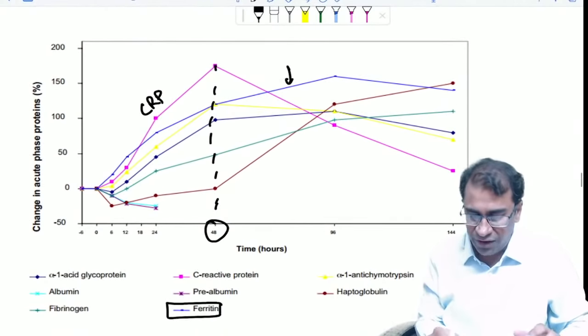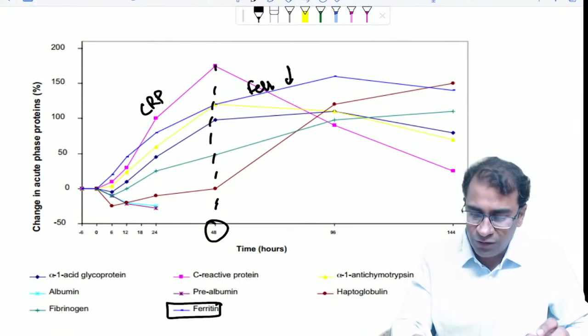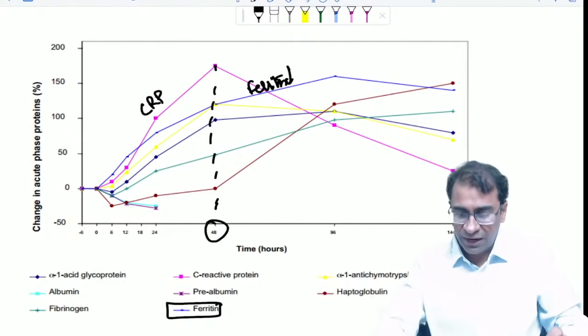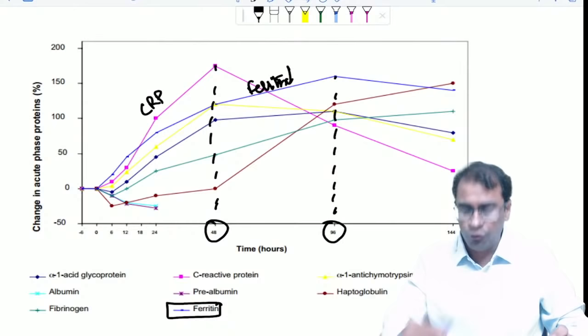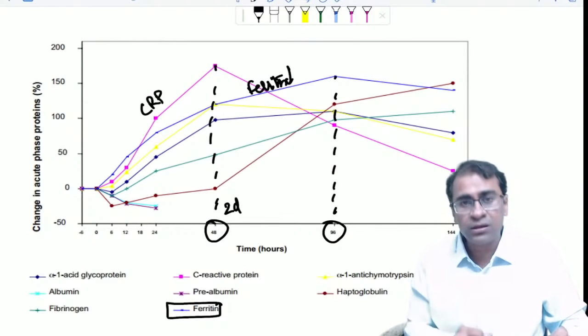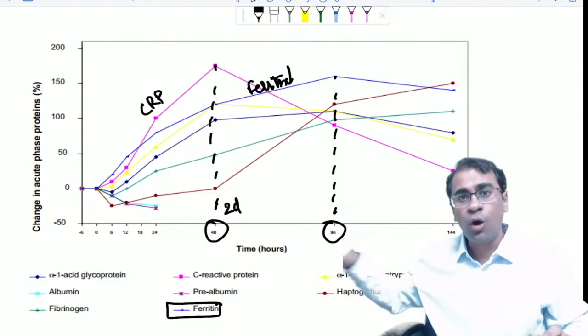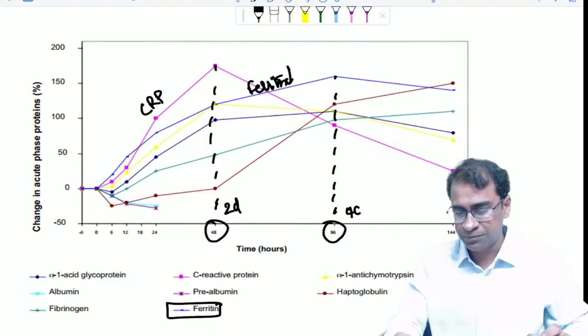It is ferritin. Now, this molecule is ferritin. Now, if you ask me, when will ferritin peak? It'll peak after 4 days. So, at 2 days, what increases is CRP. On 4 days, what increases is the ferritin.